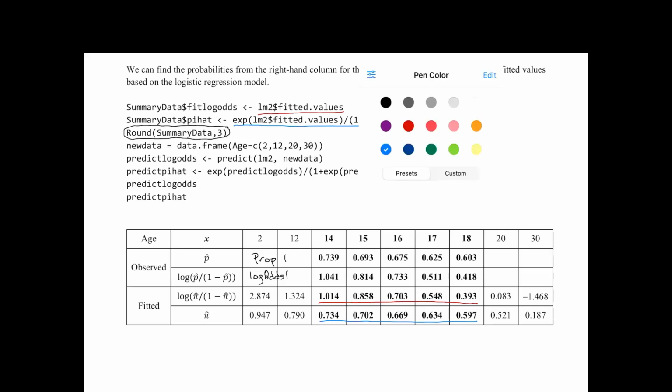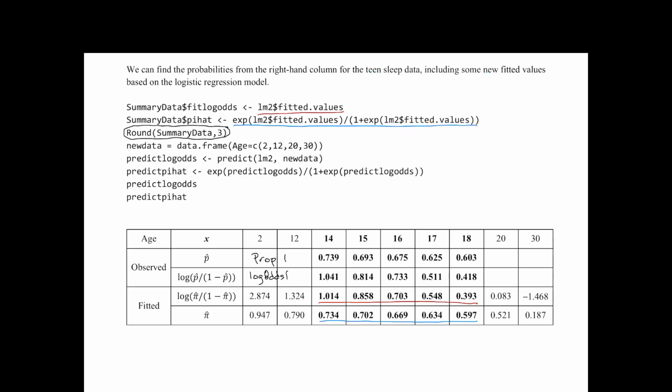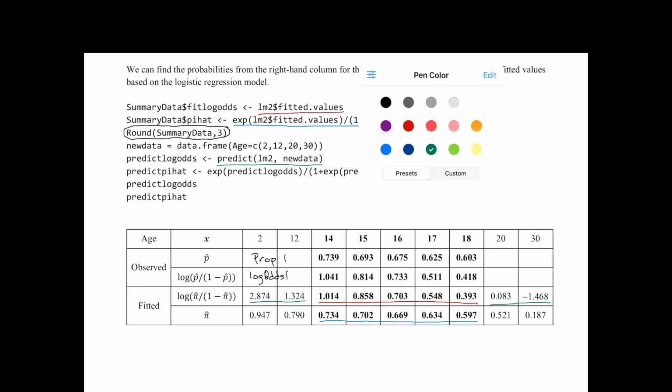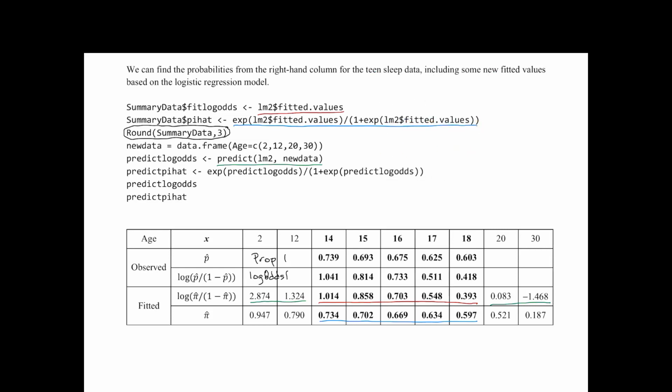Let me see if I can get another color here. How about green? The predicted log odds, this part right here, are for ages 2, 12, 20, and 30. And then the predicted pi hat, let me pick yet another color. Is that too similar to something I already have? How about orange? Exponentiating, but based on these new ages of 2, 12, 20, and 30. Those are here.